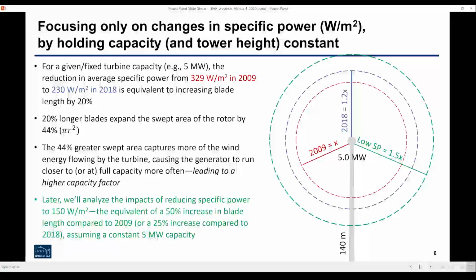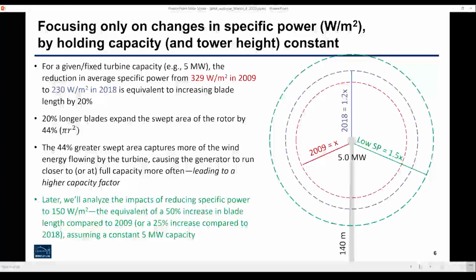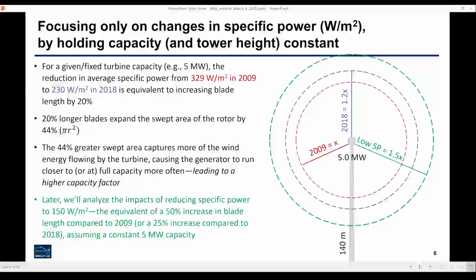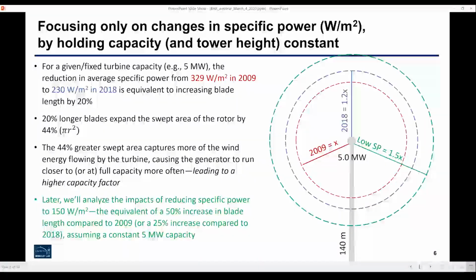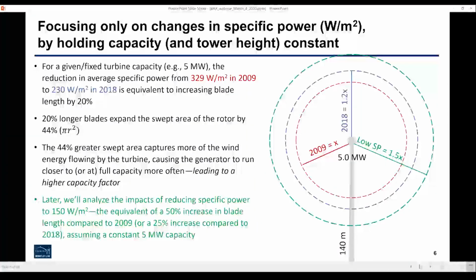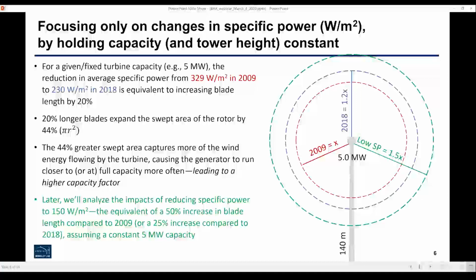So here we're looking at a 5 megawatt turbine on a 140 meter tower in all 3 cases, while the 3 different rotors that you see there are scaled to correspond to the changes in specific power that we've seen between the 2009 and 2018 average turbines, as well as the low SP turbine that I mentioned. So for this hypothetical 5 megawatt machine, reducing specific power from the 2009 average of 329 watts per square meter to the 2018 average of 230 watts per square meter requires increasing the blade length by 20%. So moving from this smaller red rotor to the larger blue rotor.